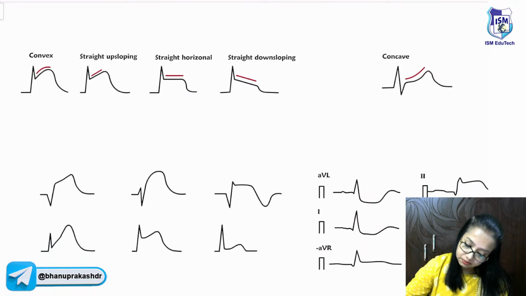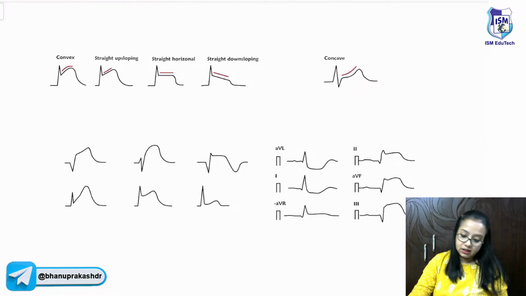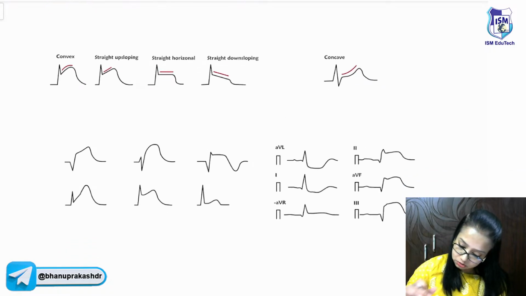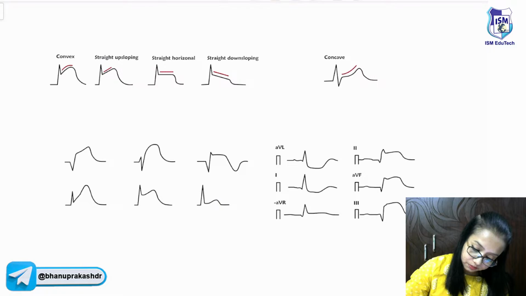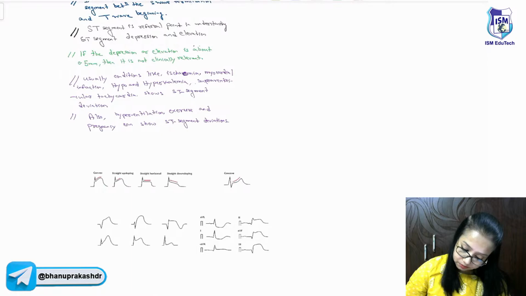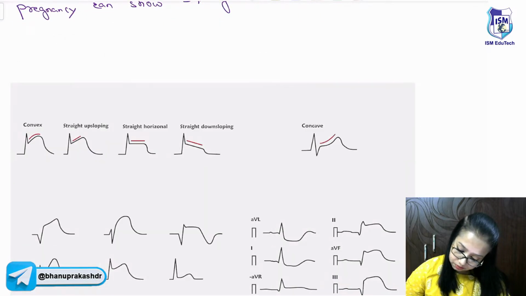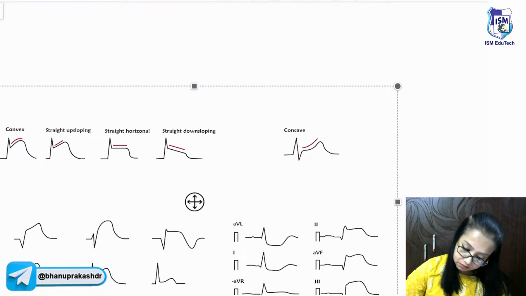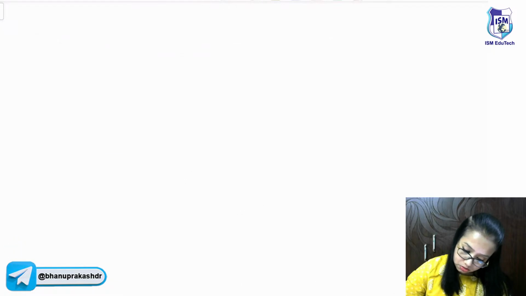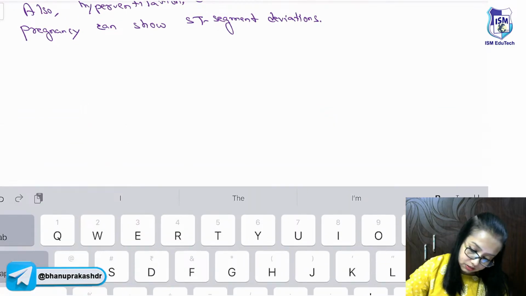So first we start with the ST segment elevation. Okay, before that, I want to show you something else first and then go to that one.